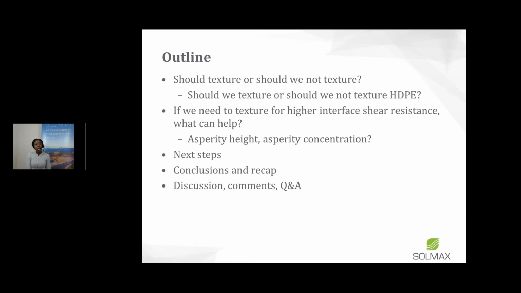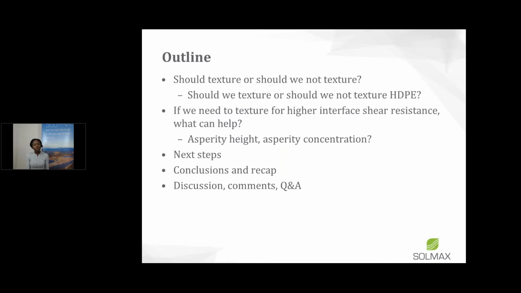So, an outline of the presentation. I'll look at should we texture or should we not texture? Also, should we texture HDPE geomembranes or should we not texture HDPE geomembranes? If we need to texture to increase our interface shear resistance along the geomembrane surface, what can help us? Should we increase the asperity height or should we increase the asperity concentration?